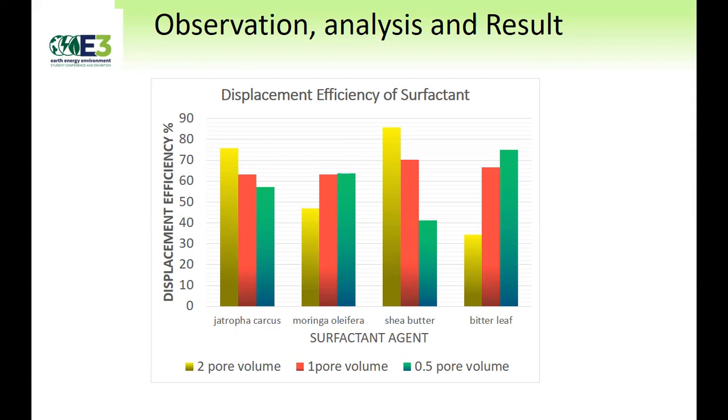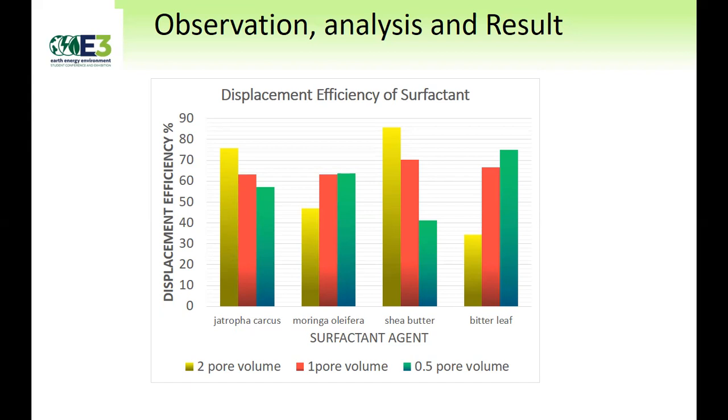So we had to do different iterations of 2% of the pore volume of this fluid, 1% of the pore volume, and also 0.5. Now we could see that yes, at 2% pore volume, the Jatropha curcas recovers a higher percentage of crude, and also 1% was okay, 0.1% was also lesser, that's in the hierarchy.